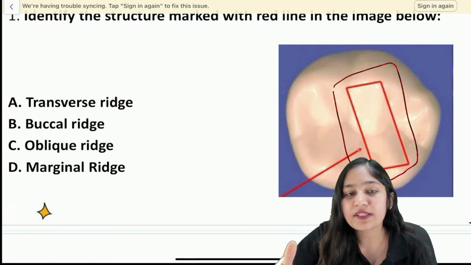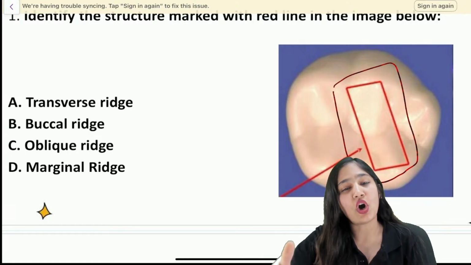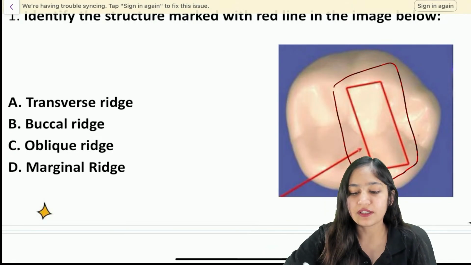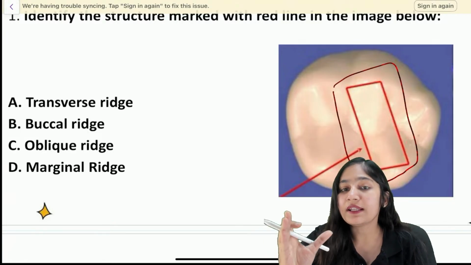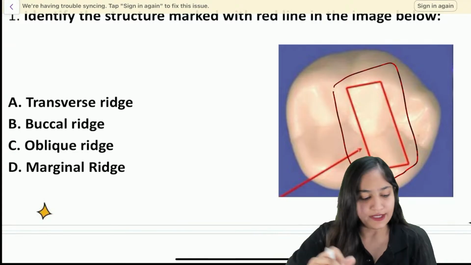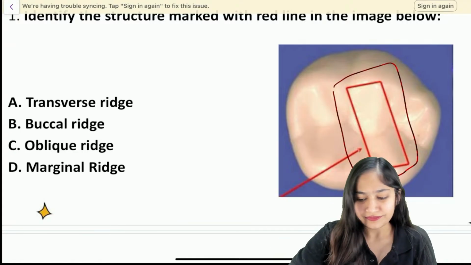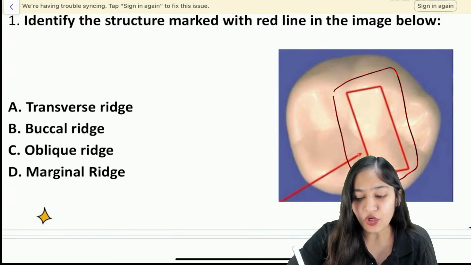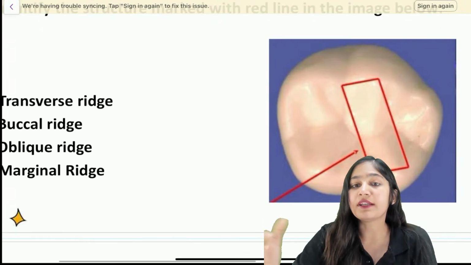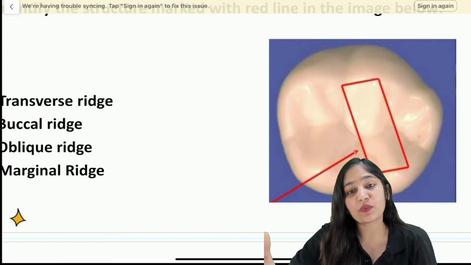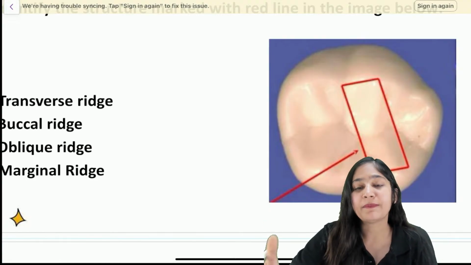Is it a transverse ridge? Is it a buccal ridge? Is it oblique ridge or is it a marginal ridge? So they are asking about which ridge is shown in the red box, right? So some of the students had a doubt in this image. They thought the image based question was regarding the oblique ridge, right?